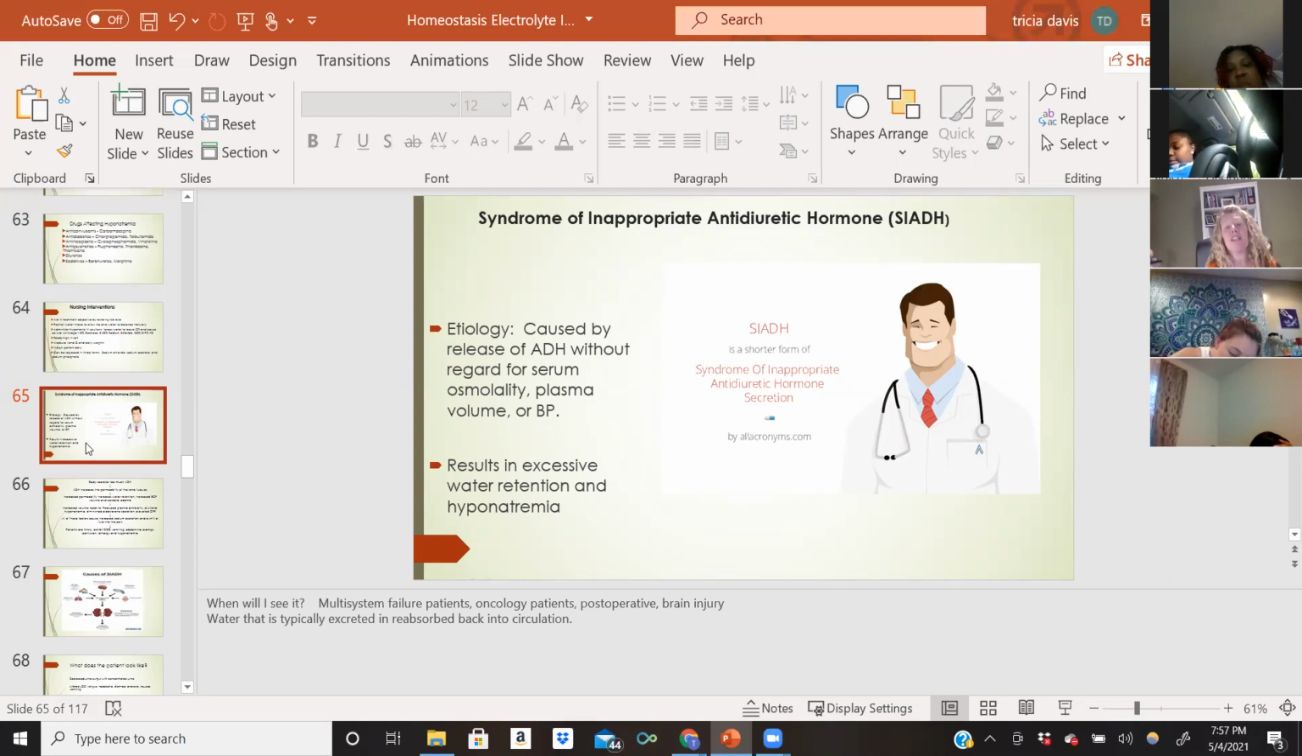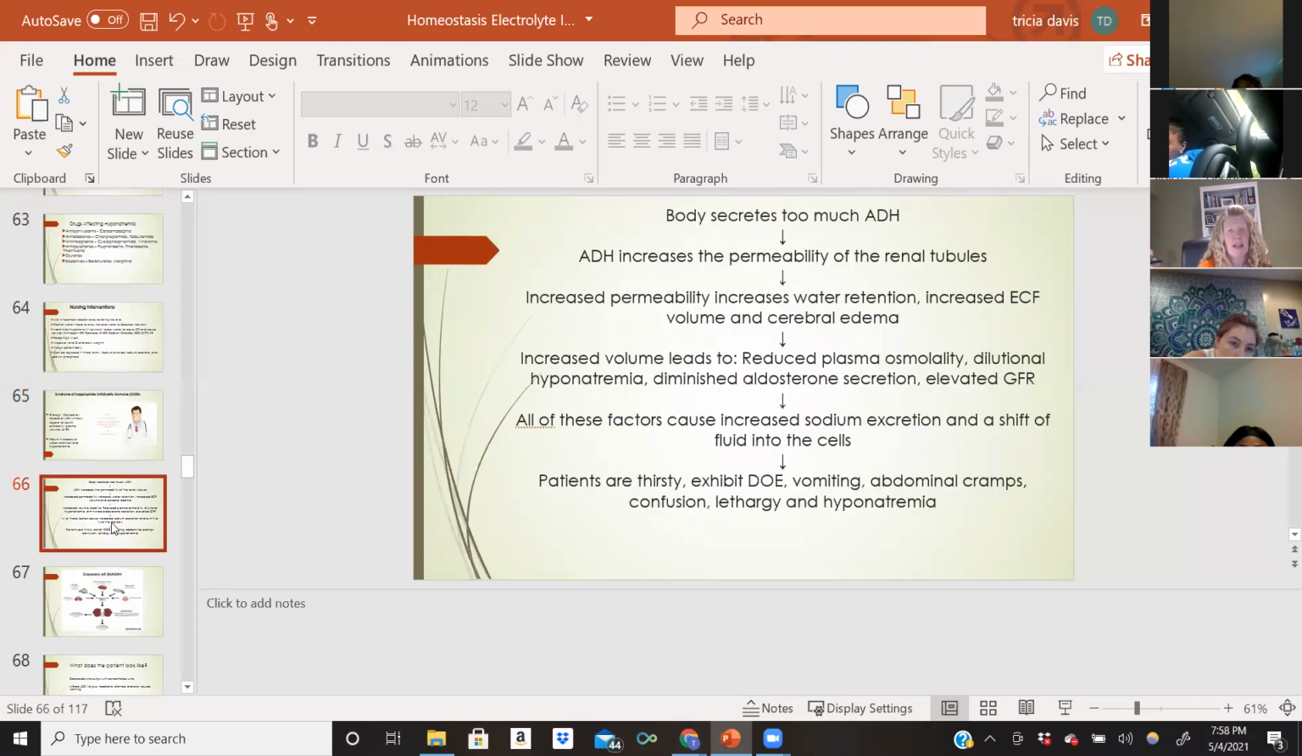So what happens is it's going to result in excessive water retention. So the body's going to hold on to water, and it's going to wash out all that sodium. So the patient's going to be left with hyponatremia. When will you see this? Sometimes in patients that have multi-system failure, so kidney, liver failure. You see it sometimes in oncology patients, sometimes post-operative patients, some patients that have brain injury. The water that is typically excreted is going to be reabsorbed back into our circulation. So you guys need to understand SIADH. You will be seeing that on your test.